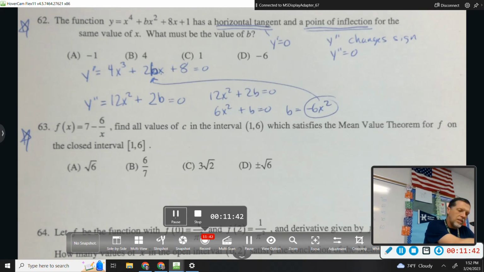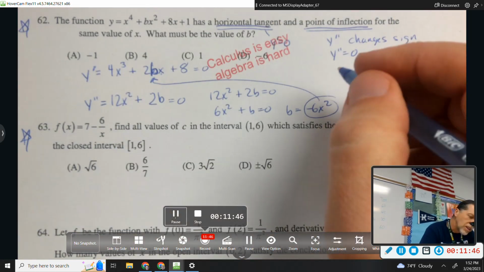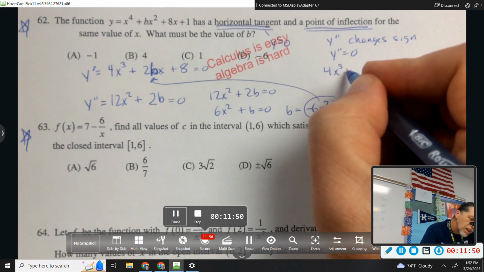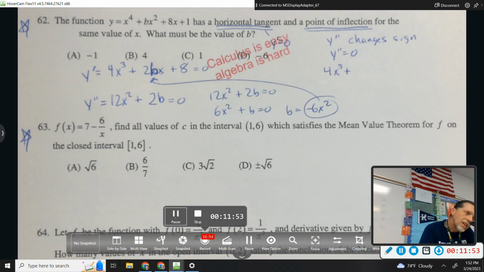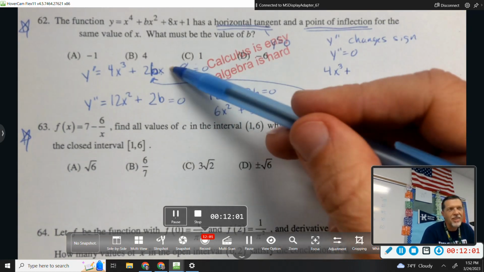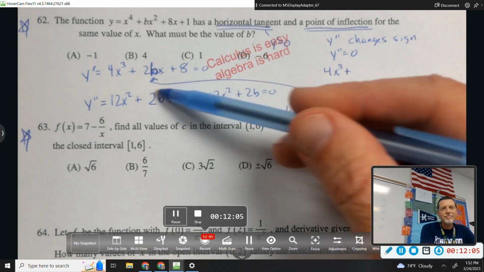This is definitely a calculus is easy, algebra is hard question. This isn't one of the problems where you can set them equal to one another, right? You just solve for b and then plug in. Well, you could set them equal to each other because they're both equal to 0, but that wouldn't help because you'd still have x and b in there.